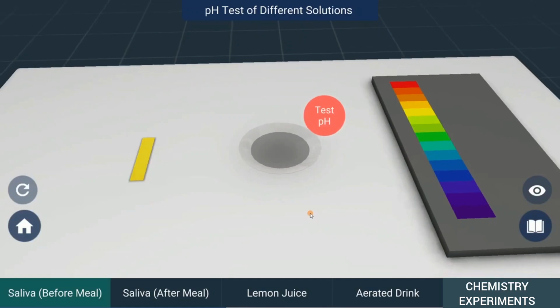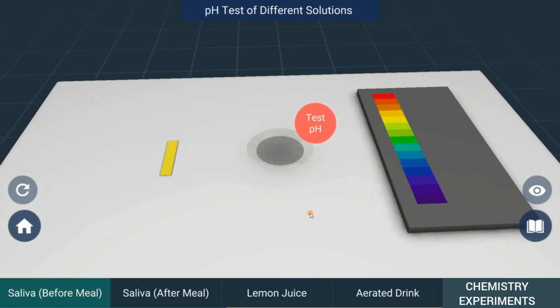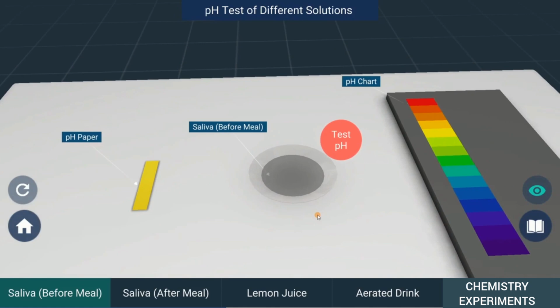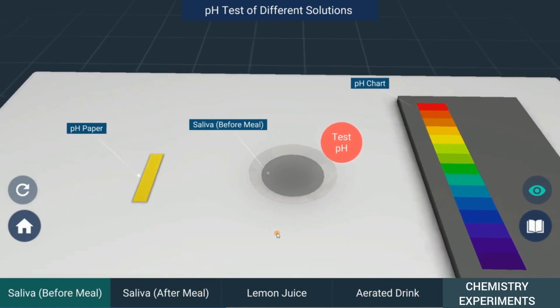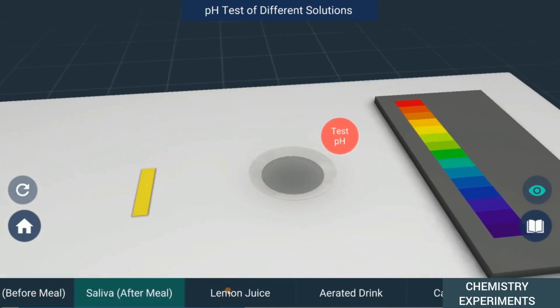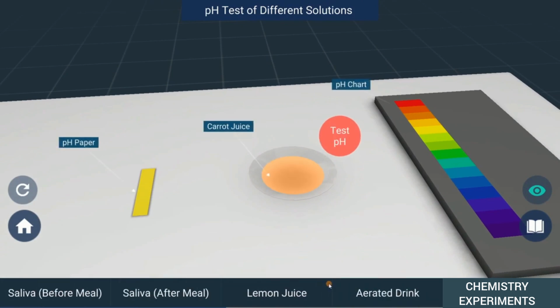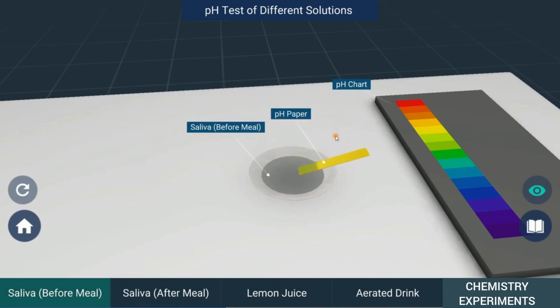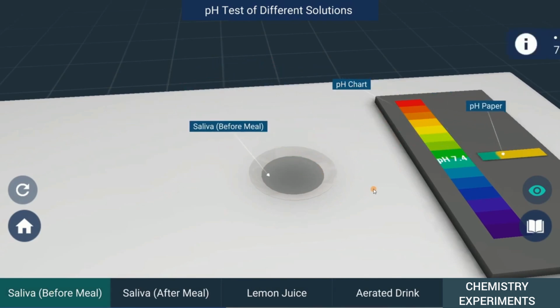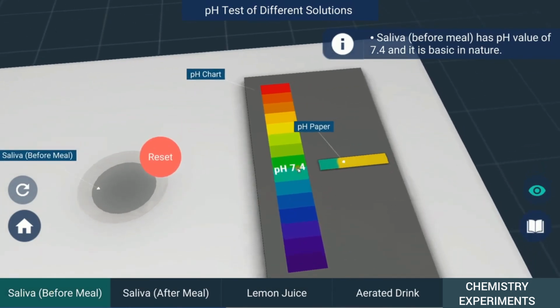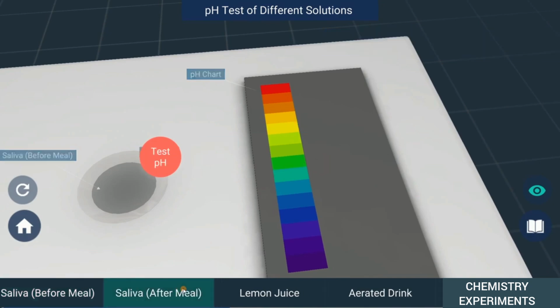Let's study pH of different solutions. For this, we have to take pH paper and different types of solutions. Take a pH paper and dip it in a solution and observe. You will see change in paper color and compare that with pH chart to know the pH value. Do the same for different solutions.